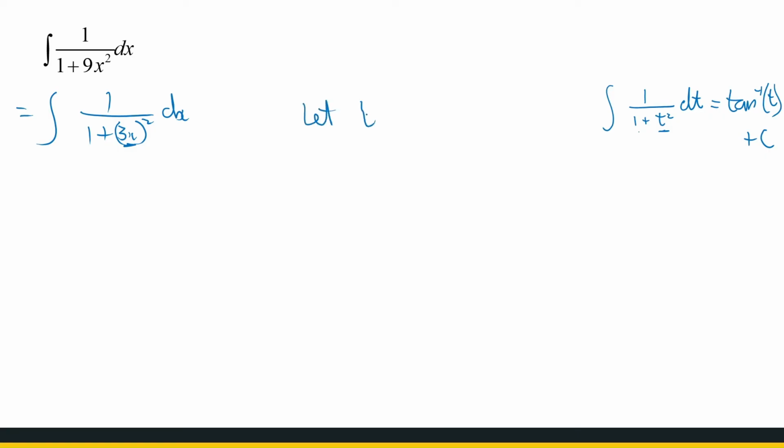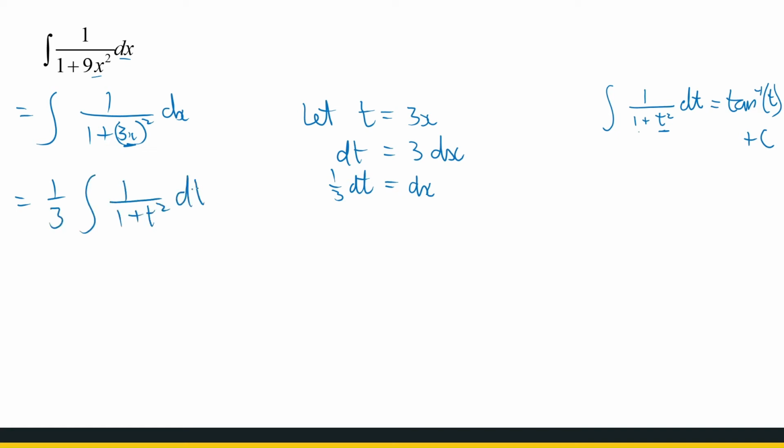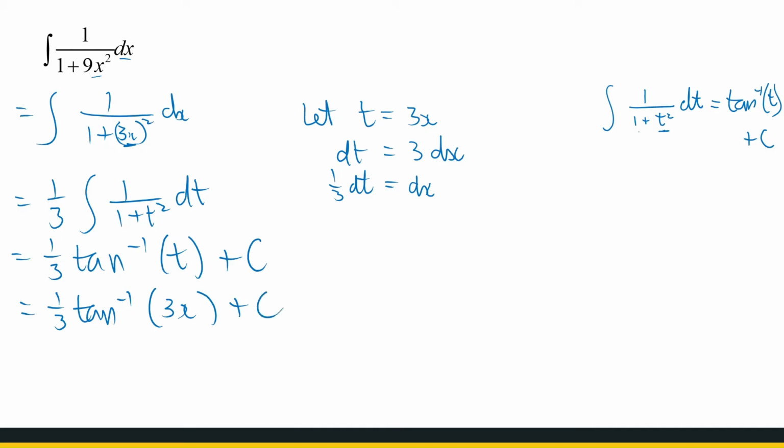So if I say let t be equal to 3x, dt is then 3 dx. And yet again, whether I use a p or a u or a t, as long as I use something else that's in there, doesn't matter. I just have a dx, so dx is then a third dt. So when we make our substitution, we've got a third times the integral of 1 over 1 plus t squared dt. So that gives us a third arctan of t plus c. So that's a third arctan of 3x plus c. There we go.